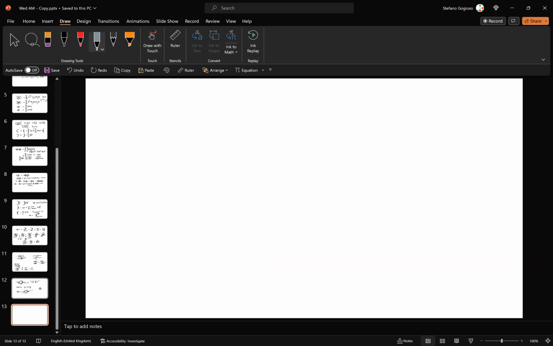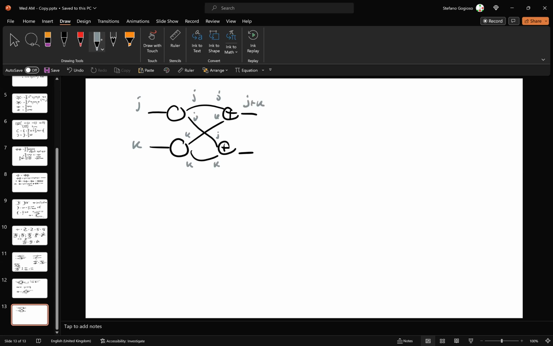Okay, so this is one. We also have the bialgebra law. The bialgebra law is exactly the same. It's just the observation that if I take j and k and I make copies, I get j, k, j, k, j, k, j plus k, j plus k.